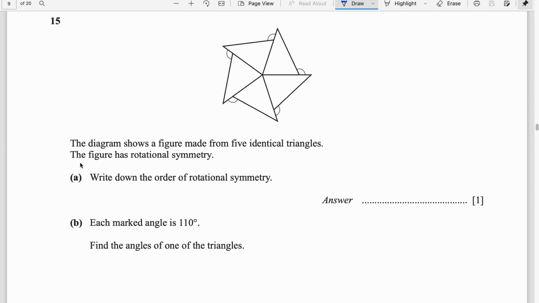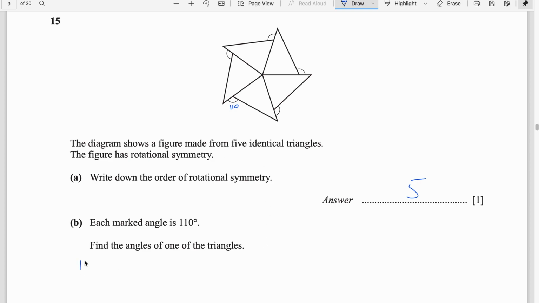Question number 15. The diagram shows a figure made from 5 identical triangles. The figure has rotational symmetry. Now write down the order of rotational symmetry, so it is clearly 5. Each marked angle is 110. All of these marked are 110. Find the angles of one triangle.